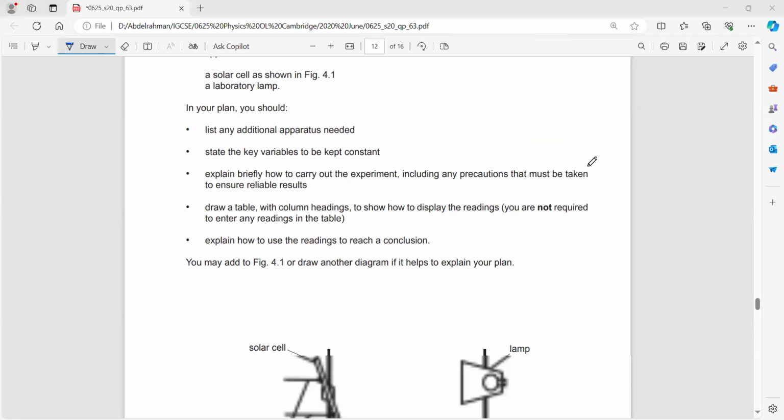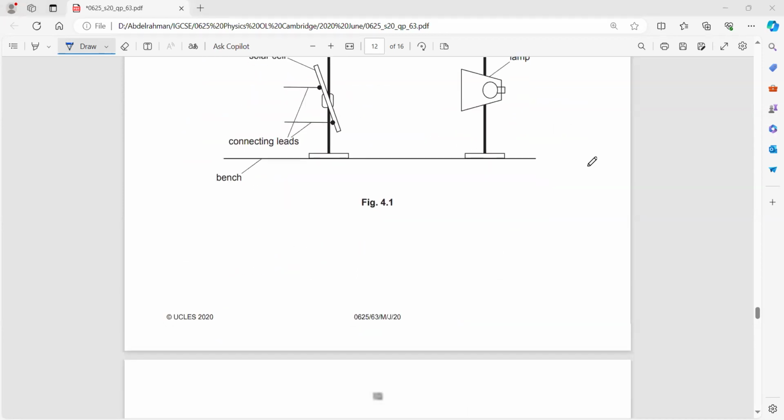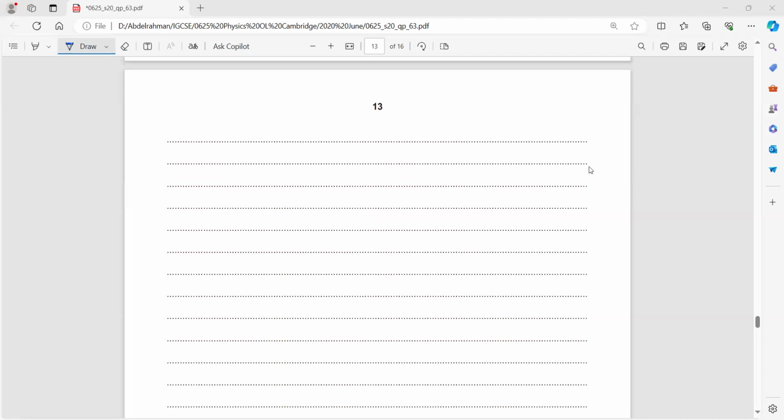The angle of the solar cell. Initially I will state the range of values. What is the range of values? The independent variable. What is the independent variable? The angle of the solar cell.